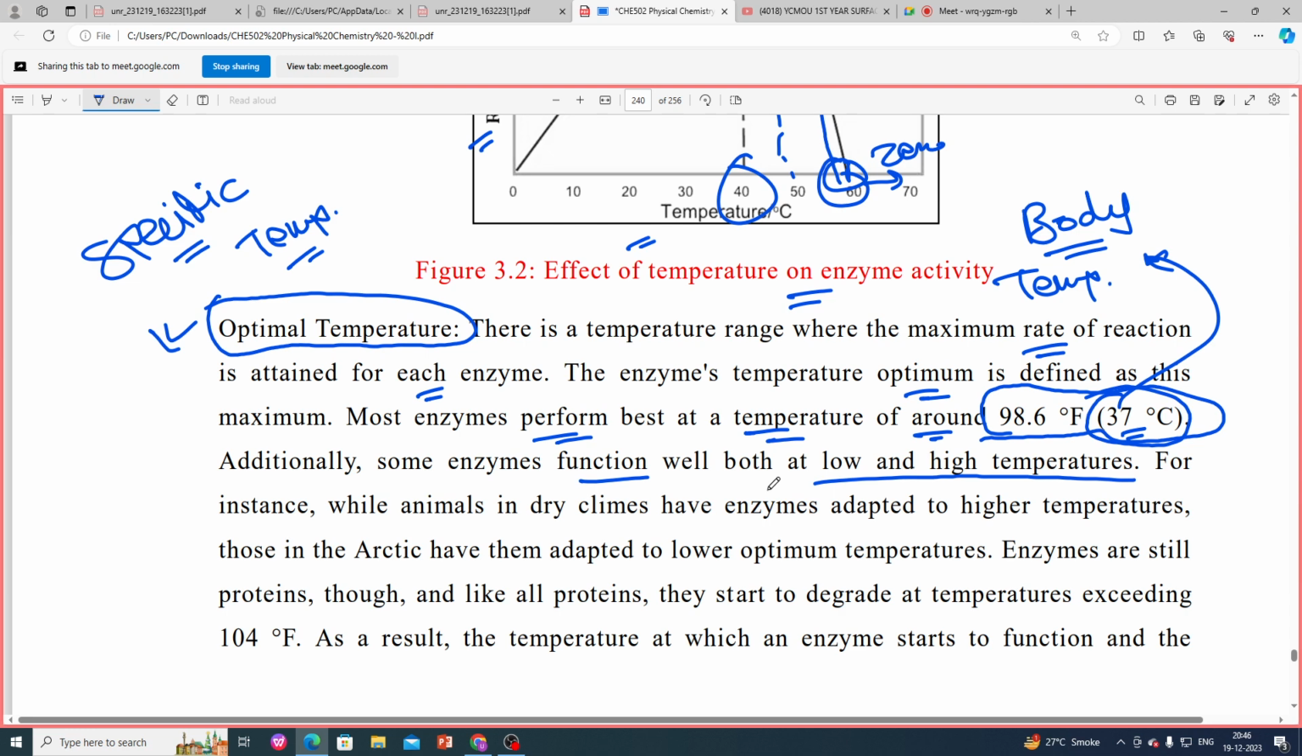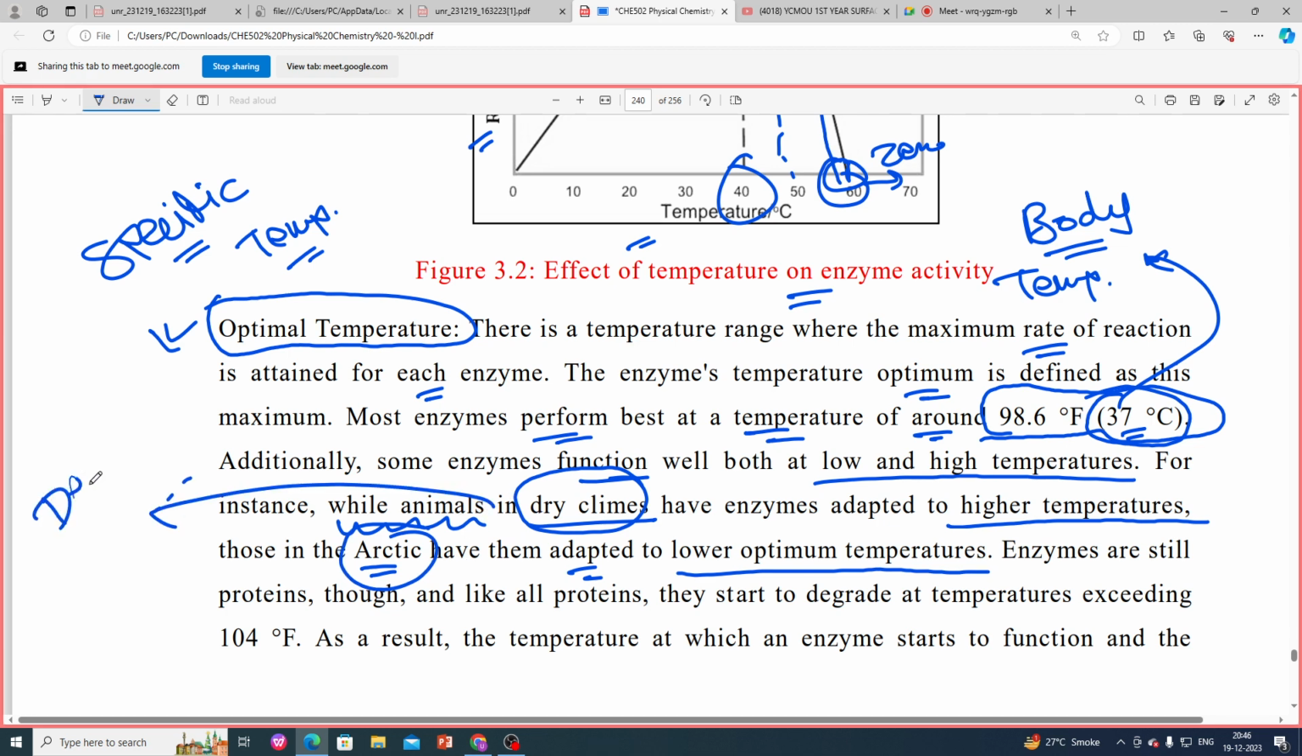For instance, some animal examples are also given. Animals in dry climates have enzymes adapted to higher temperatures. Dry climates means we can say desert conditions, where the enzymes are adapted to higher temperatures. Those in the Antarctic have enzymes adapted to a lower optimum temperature. So both are given: dry climate means desert, and in the Antarctic we can say cold weather, so adapted to the lower optimum temperature.